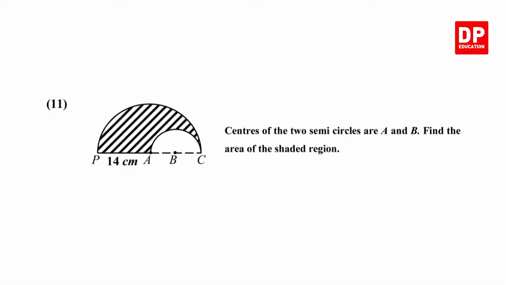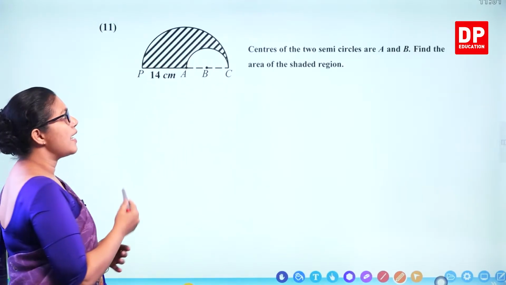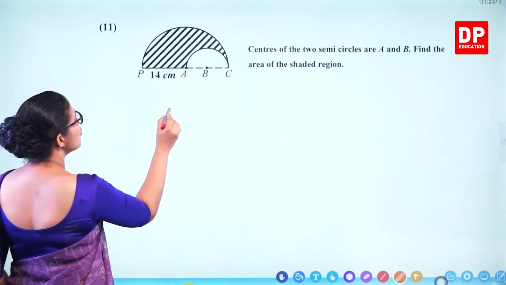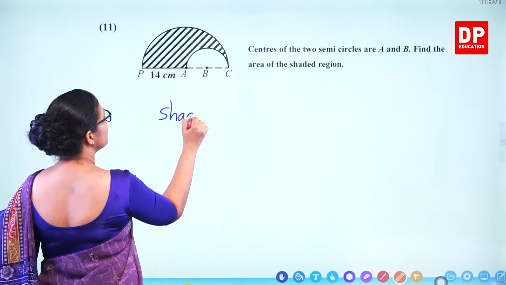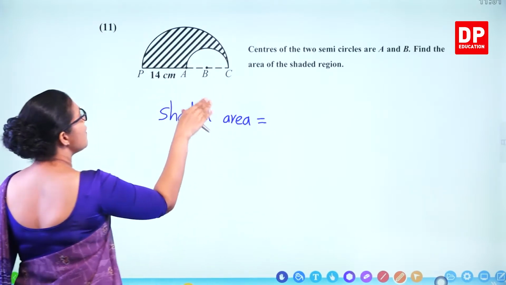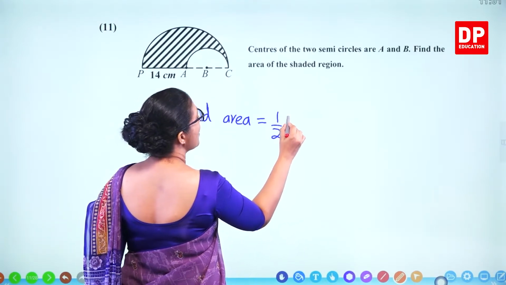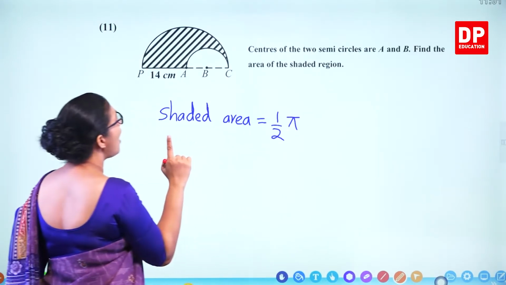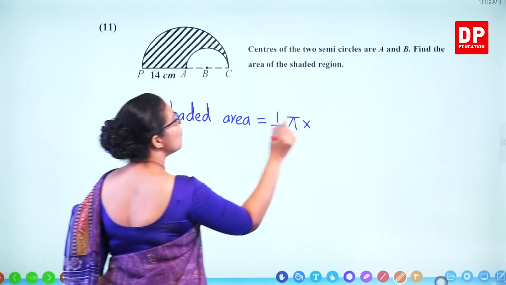Centers of the 2 semicircles are A and B. Find the area of the shaded region. So shaded part is big area minus small one. So shaded area is equal to what's the area of the big semicircle? Half pi r squared. R squared means this 14 squared.